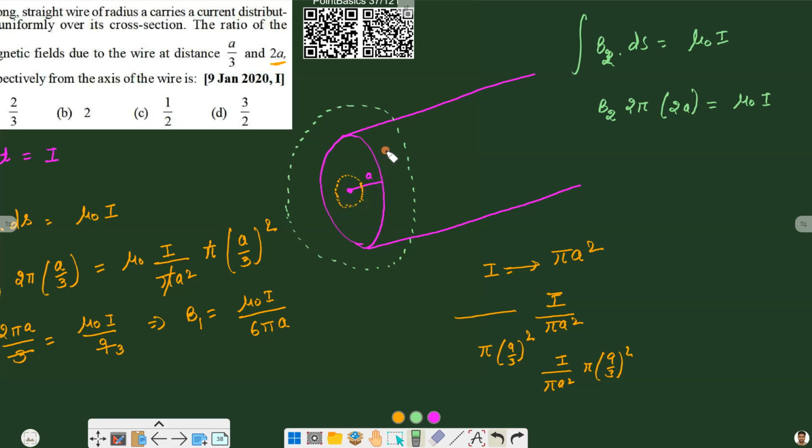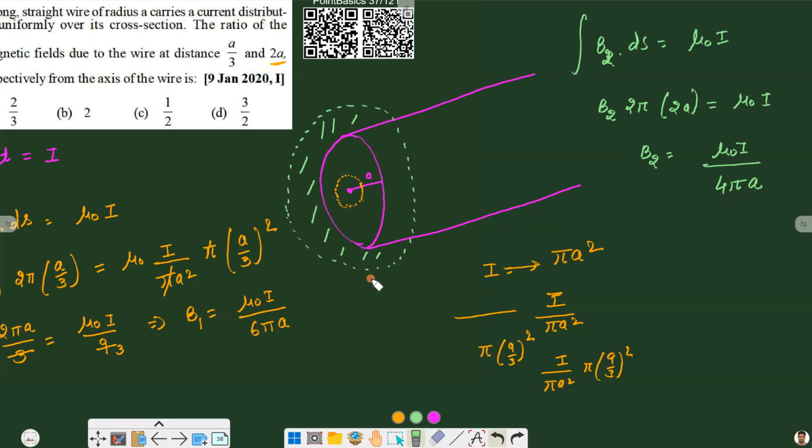But as we are outside of the wire, there is no other current, only the current due to the wire, and as the whole wire is inside this circle, the current will stay the same. The maximum value of current is available to us, that is flowing through the wire, and that is I. So from this, B2 comes out to be mu naught I by 4 pi A.